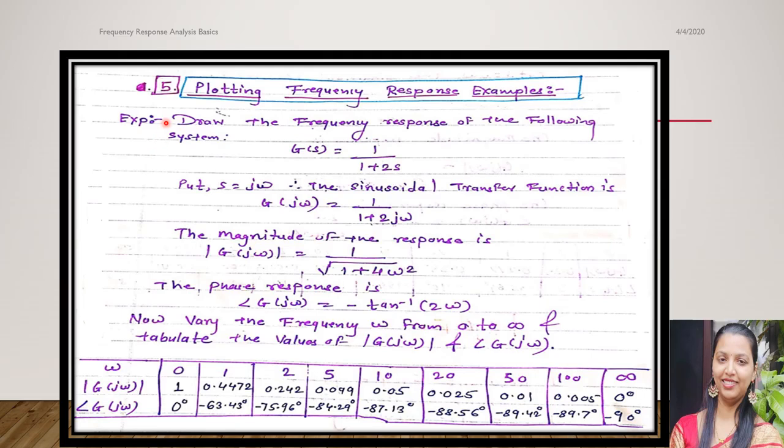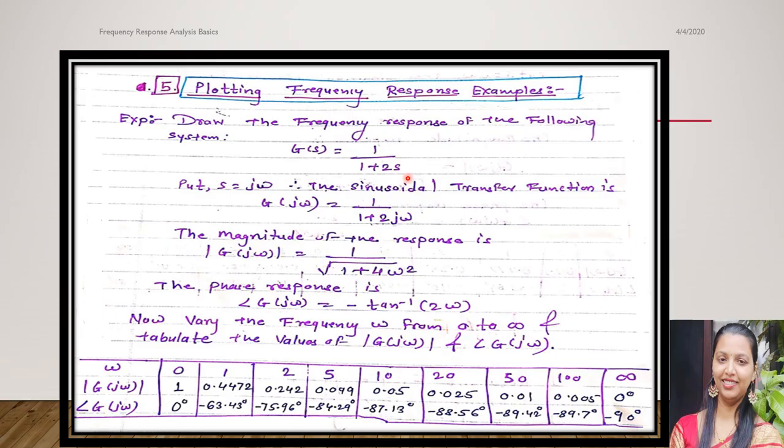Next is point number 5, plotting frequency response examples. Here we have taken two examples: draw the frequency response of the following systems. First example is G(s) is equal to 1 upon 1 plus 2s. It is a first order system. So how to get the solution for this?